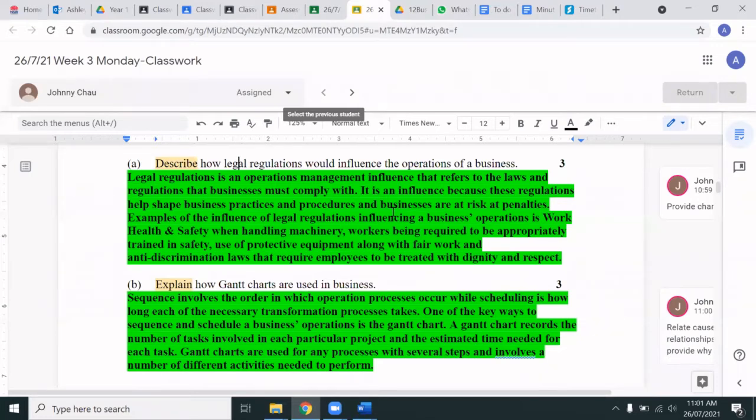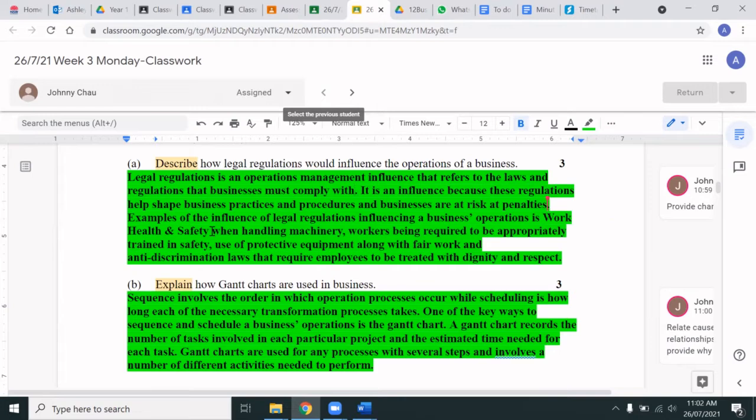So let's have a look at what he's got here. Legal regulations is an operations management influence that refers to the laws and regulations the business must comply with. Right, that's kind of like the definition of it. Good. I don't know if I'd change that too much. Always try and get your definitions from BSIA, but I think that's pretty good. Yeah. It is an influence because these regulations help shape business practices and procedures, and businesses are at risk of penalties. Yeah, good. Now, examples of influence of this include work health and safety.